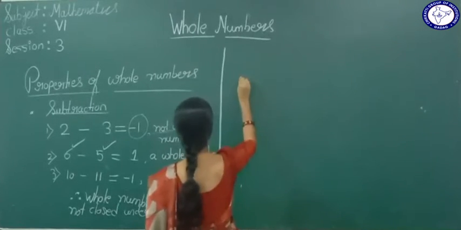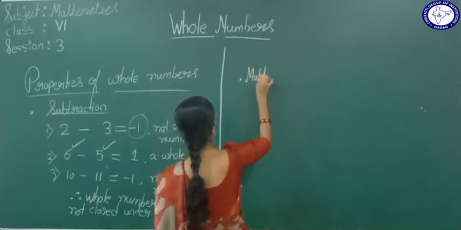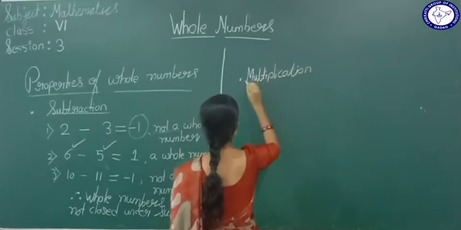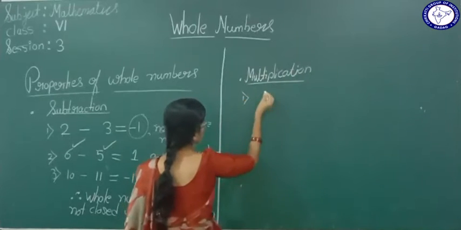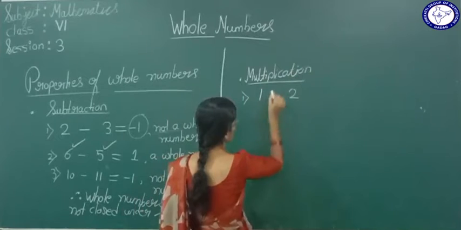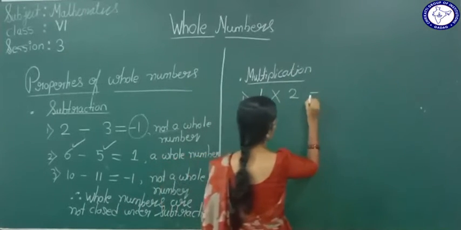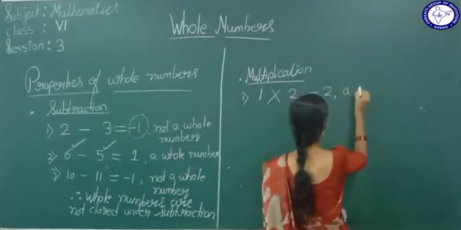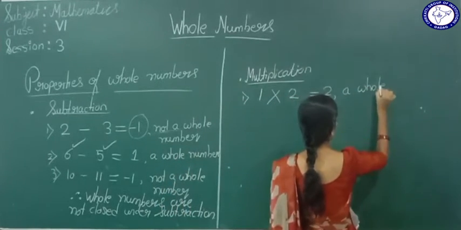We will see for multiplication. We will consider an example. 1 is a whole number, 2 is also a whole number. If I multiply, 1 two is 2. Is 2 a whole number? Yes, 2 is a whole number.